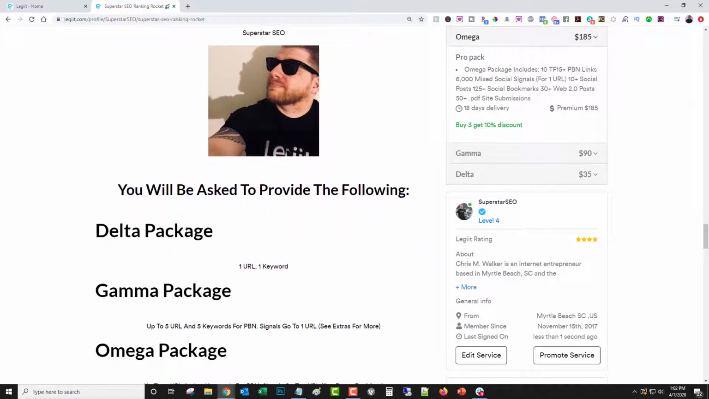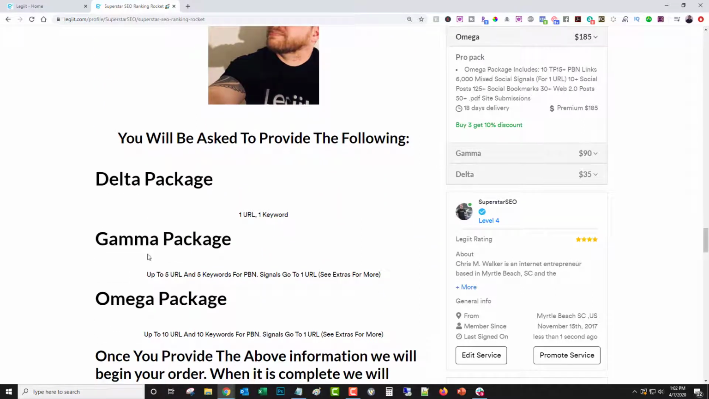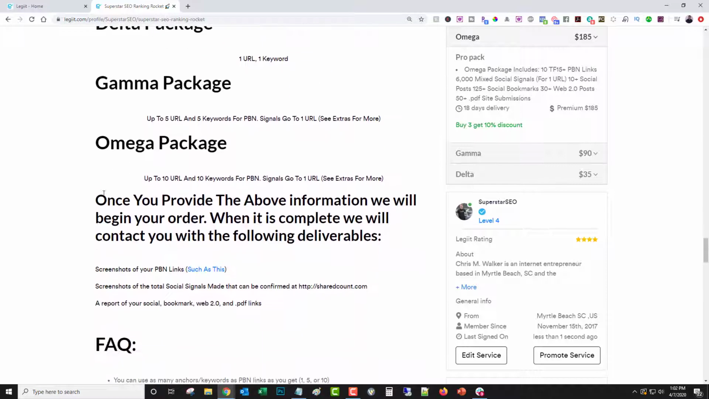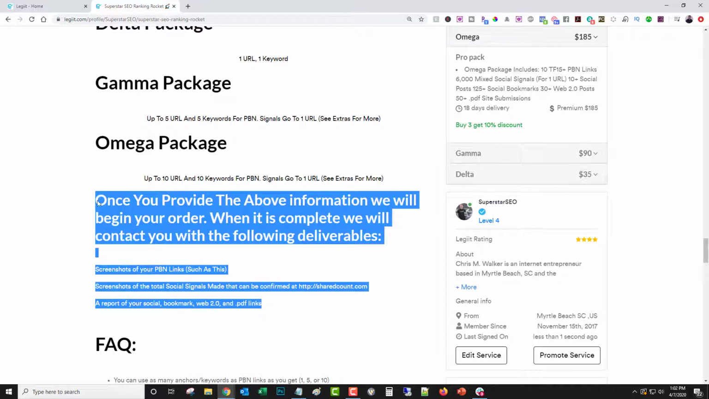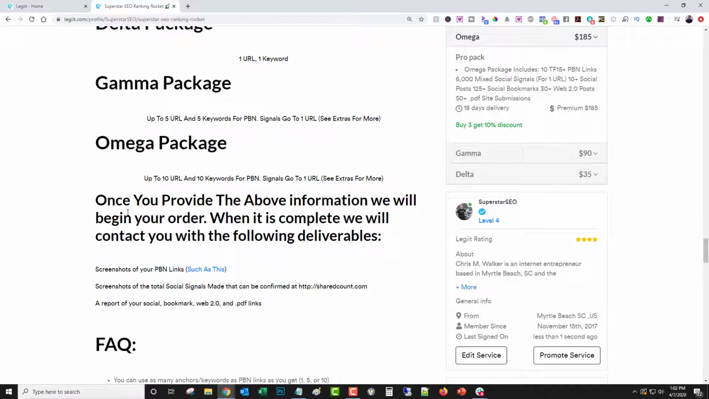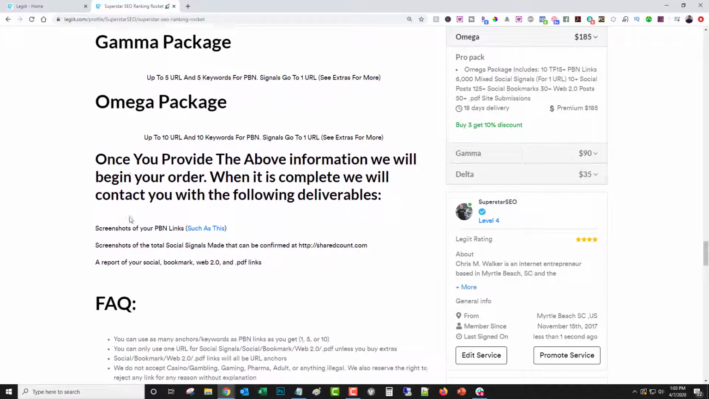You'll be asked to provide the following. I've just found that this helps with conversions because people are unsure of what they're going to need. And then you just tell them what to expect. That's important. I find that helps you save on potential disputes and people with unrealistic expectations and so on.